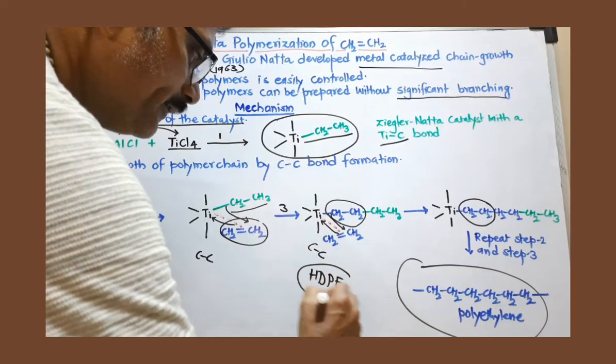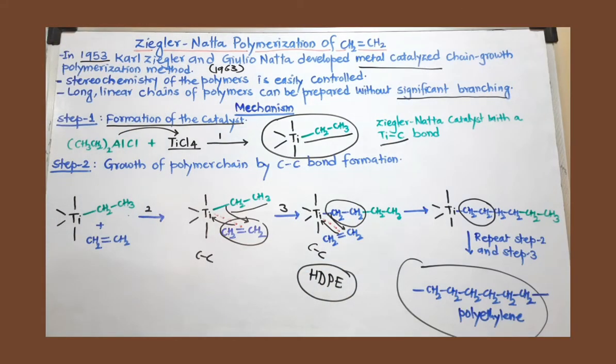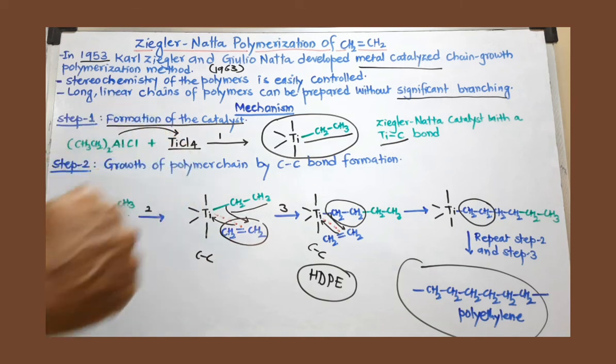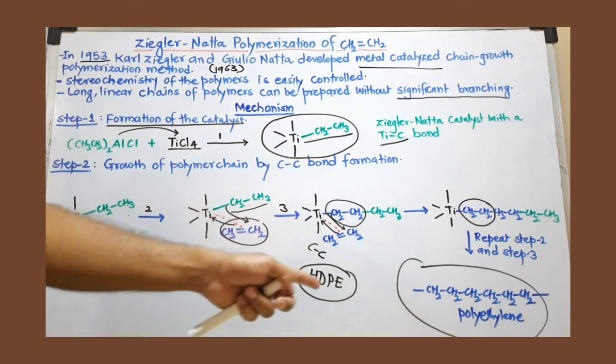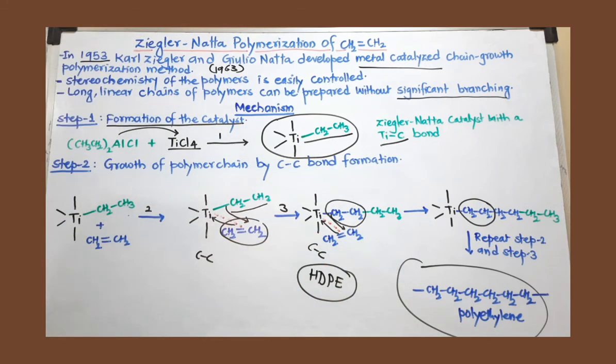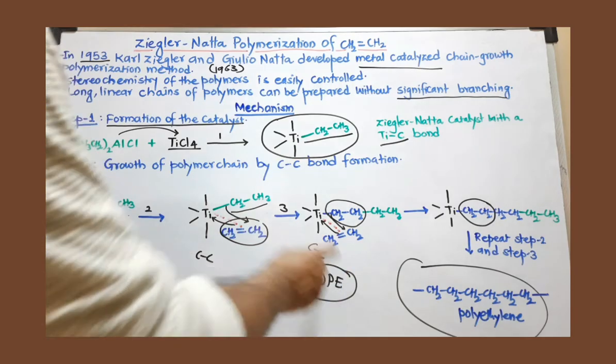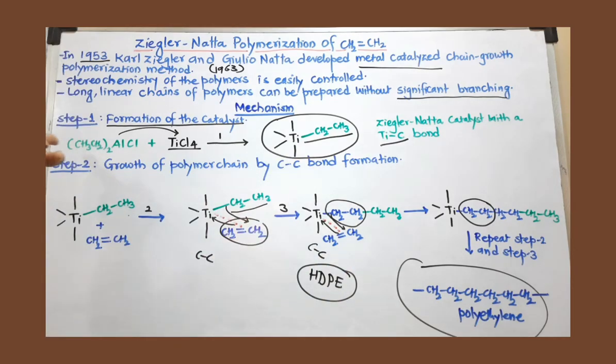HDPE is a rigid polymer which has different applications because of its toughness. So this Ziegler-Natta polymerization is used to manufacture HDPE by using this catalyst.